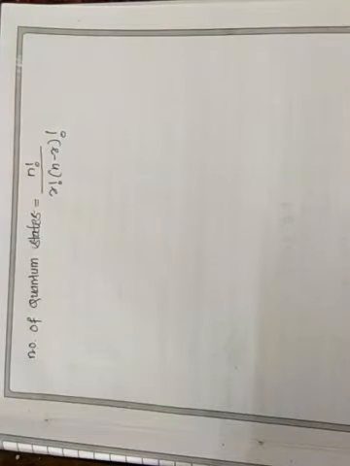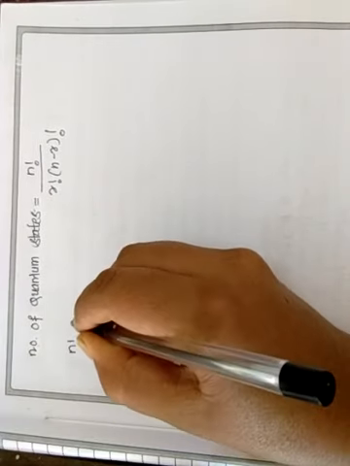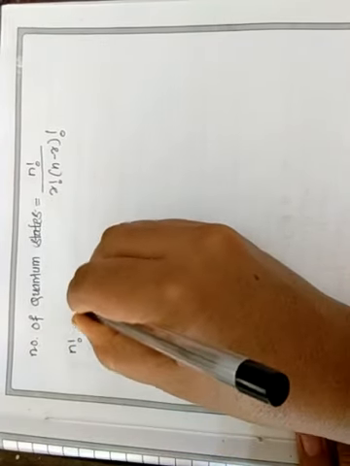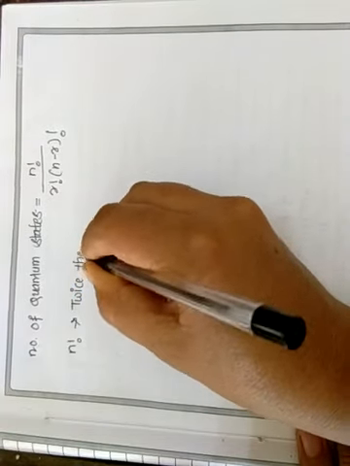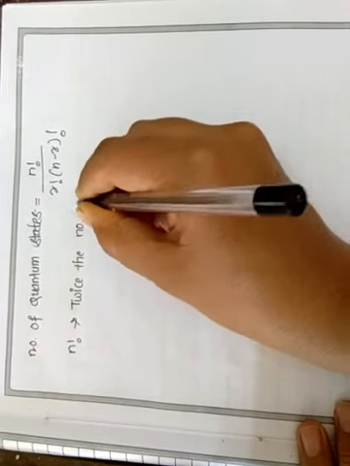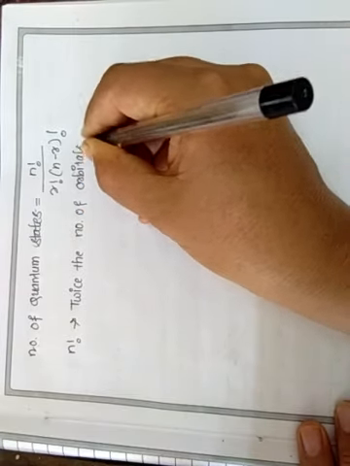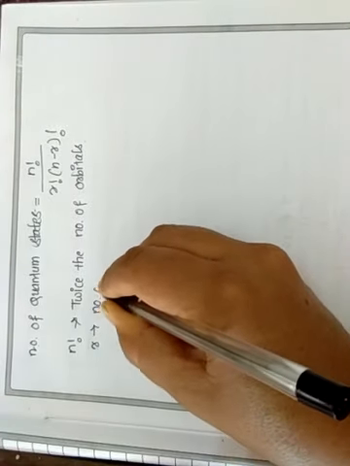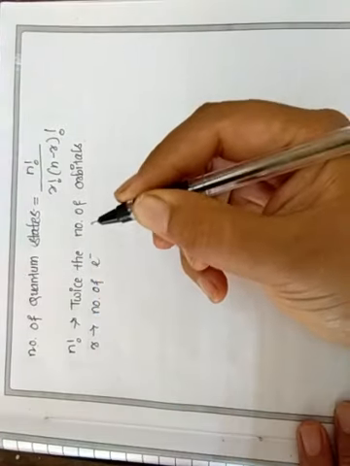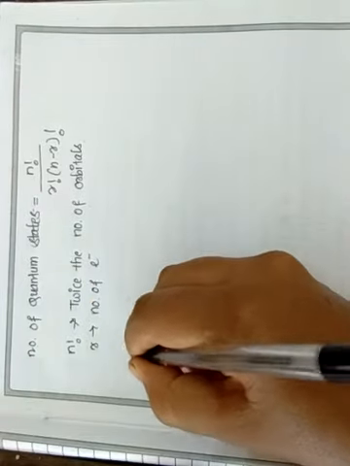So now, how to calculate this number of quantum states we are dealing with. Here n factorial is nothing but twice the number of orbitals. What does this mean? Twice the number of orbitals. Next, r is nothing but the number of electrons. Now just to see here, for example, we can take d2.